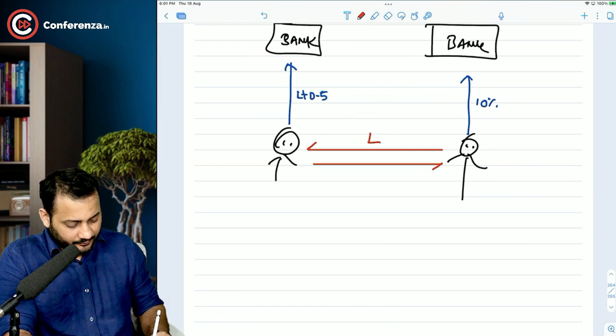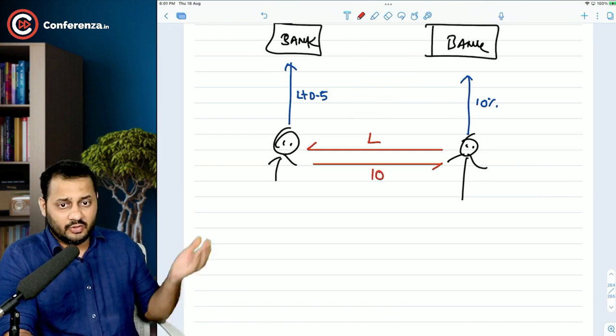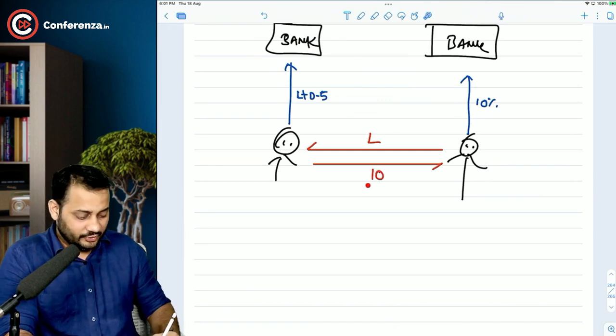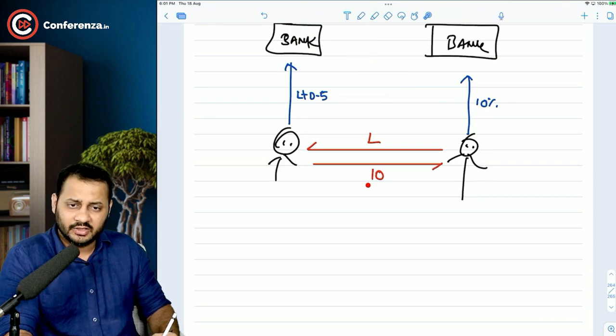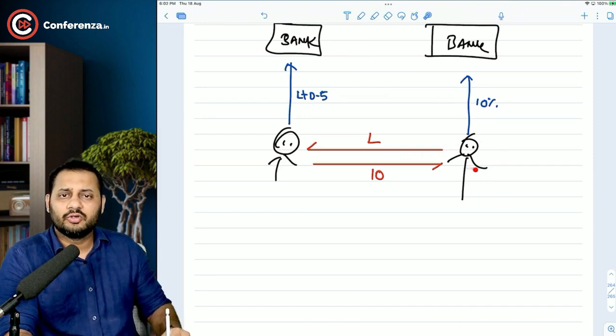And what are we going to pay? A fixed amount. The fixed amount of interest can vary. It's not necessary to pay 10%. It can be 9% as well. At that time, there will be some cost to him.